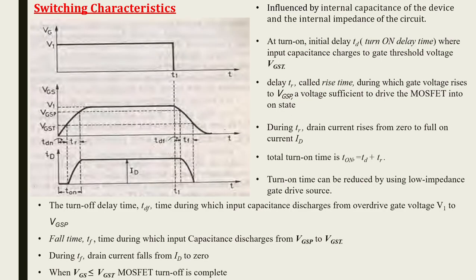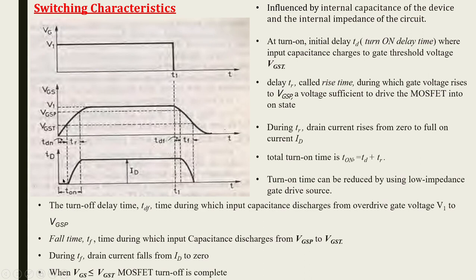And another one is switching characteristics. The switching characteristics of this power MOSFET is influenced by the internal capacitance of the device and the internal impedance of the circuit. So here a turn on delay time is there. Initially you can see voltage VG is applied. At that time, in the case of ID, a turn on delay time is there.